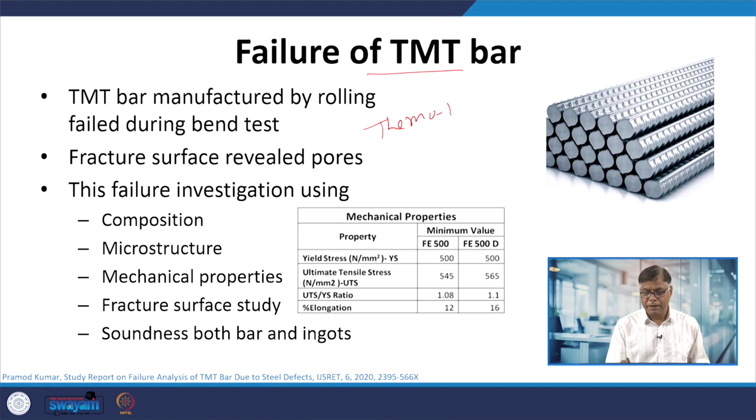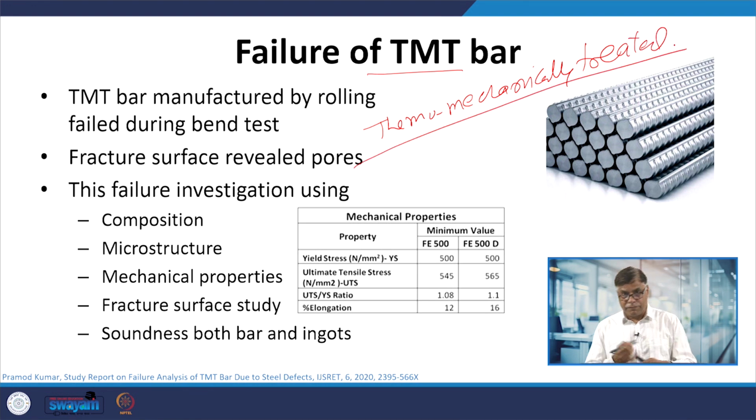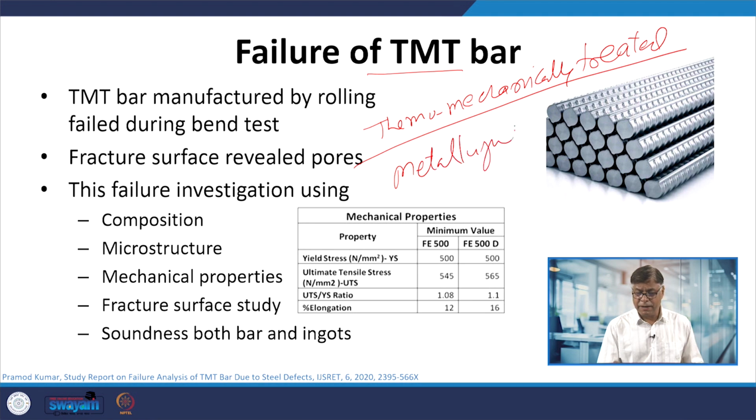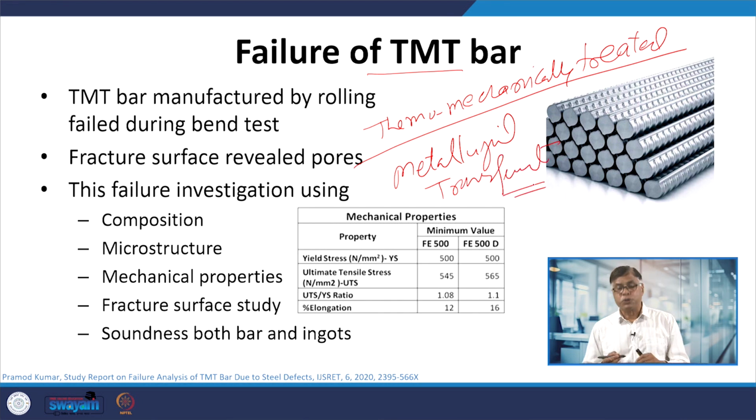thermo mechanically treated, means we can follow a sequence of plastic deformation, heat treatment, then the heat treatment and plastic deformation combination in order to achieve the desired size and shape, and apart from that the desired metallurgical transformation in these bars. Okay. So, that the higher strength can be achieved.